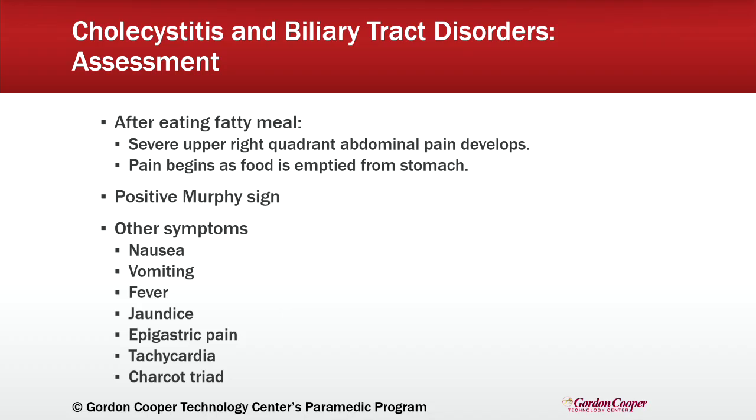And so what you do is you ask them to exhale and place your fingers on the right upper quadrant just below the rib cage, and then ask the patient to inhale deeply. As they breathe in, the diaphragm drops and compresses the gallbladder. If the patient feels a sharp pain and stops inhaling, that's a positive Murphy sign and a sign of cholecystitis. Other symptoms can include nausea, vomiting, fever, jaundice, epigastric pain, tachycardia, and fever and right upper quadrant pain, and maybe even jaundice color as well.